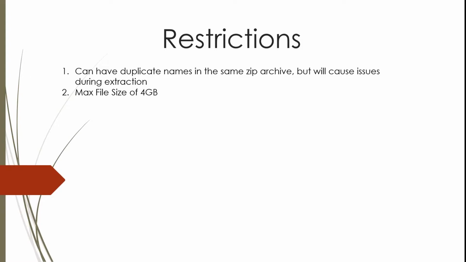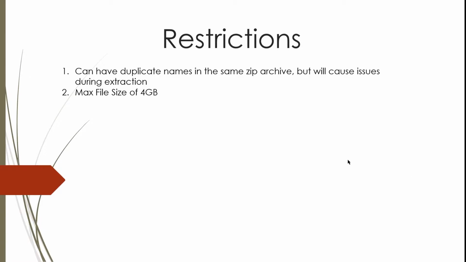And the second restriction is the file size. Zip files cannot be more than 4 gigabytes in the Windows file system. If you try to create an archive greater than 4 gigabytes, your process will fail. So let's see first how to avoid duplication of file names, and later we'll see how to create multiple files so that our archives don't get bigger than 4 gigabytes.